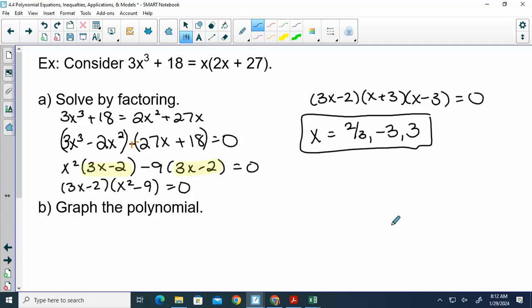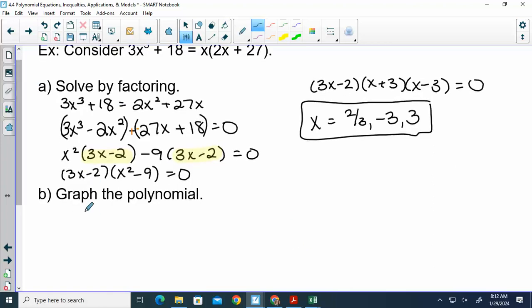Alright, so if I want to graph it, some important pieces of information. What's the end behavior of this graph going to be? Down, up. It's a cube, so the ends are going opposite direction. Positive coefficient, so looks like normal. We have our zeros already. Will it go through or bounce? Through all.